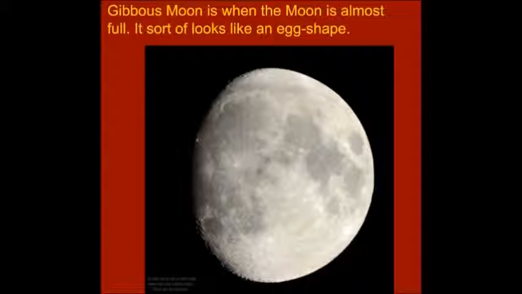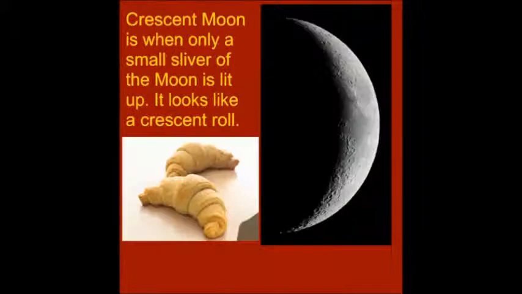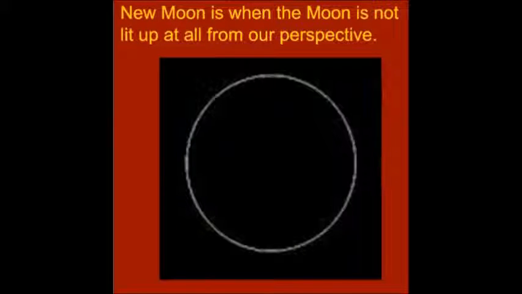A gibbous moon is when the moon is almost full. It sort of looks like an egg shape. A quarter moon is when the moon is half lit up. They call this a quarter moon instead of a half moon because the moon is a quarter way through its phases. A crescent moon is when only a small sliver of the moon is lit up. It looks kind of like a crescent roll. And a new moon is when the moon is not lit up at all from our perspective.